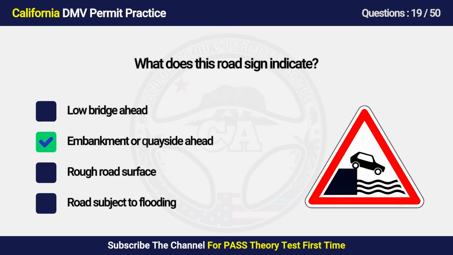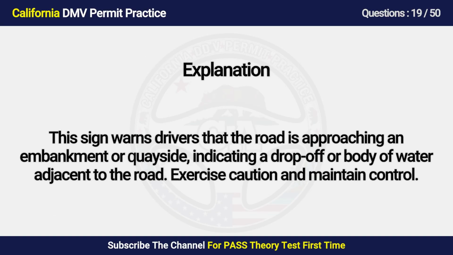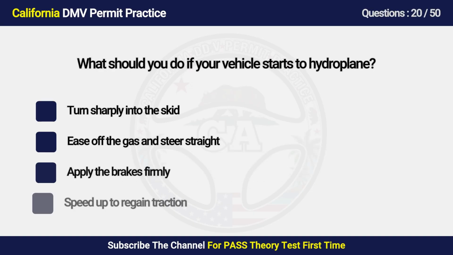Answer is B. Embankment or quayside ahead. This sign warns drivers that the road is approaching an embankment or quayside, indicating a drop-off or body of water adjacent to the road. Exercise caution and maintain control. Question 20. What should you do if your vehicle starts to hydroplane? A. Turn sharply into the skid. B. Ease off the gas and steer straight. C. Apply the brakes firmly. D. Speed up to regain traction.